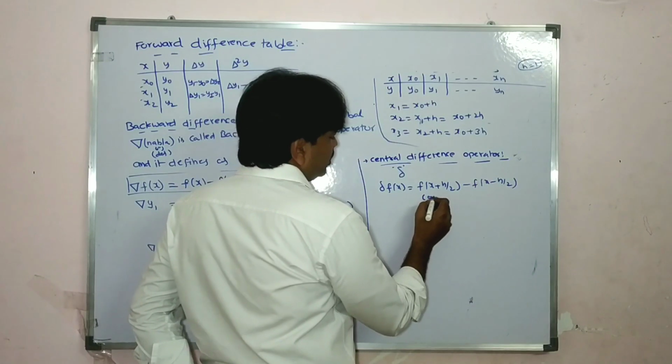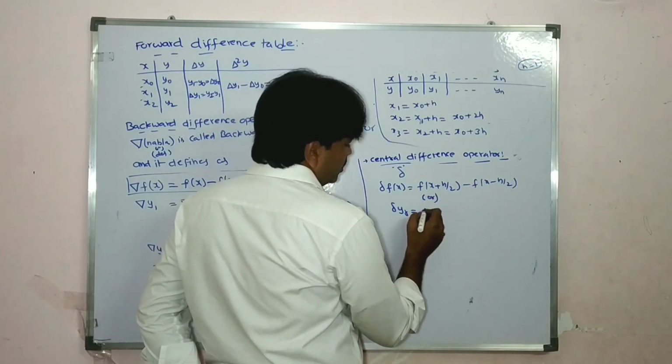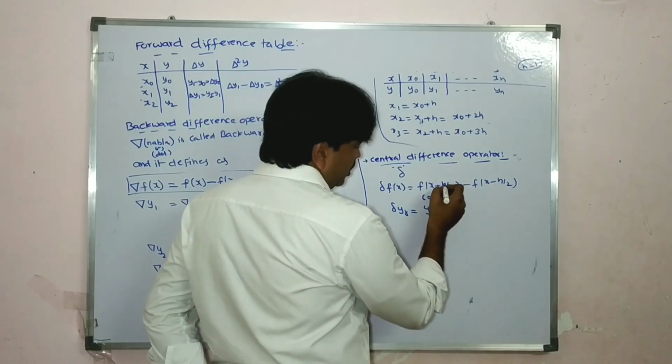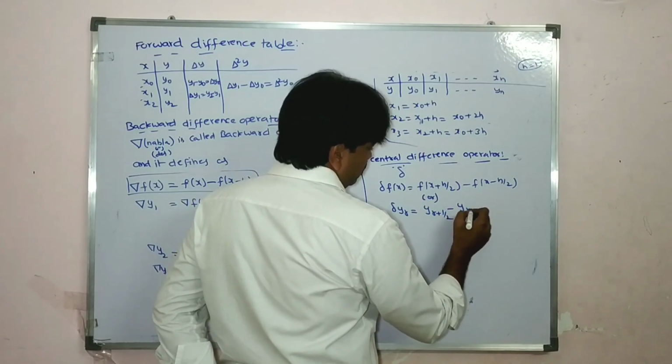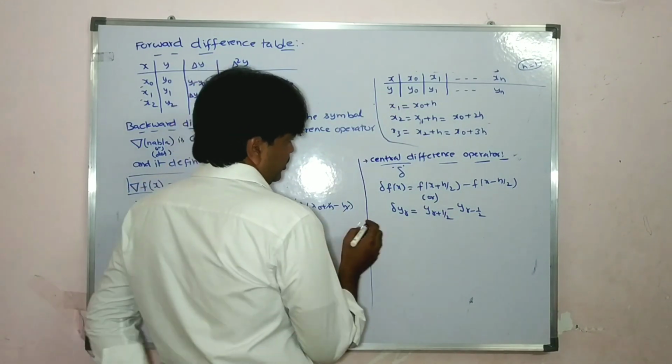Or we can write it as delta yr. It is defined as y r plus 1 by 2 minus y r minus 1 by 2, because we are differencing with h as 1. This is the central difference, students.